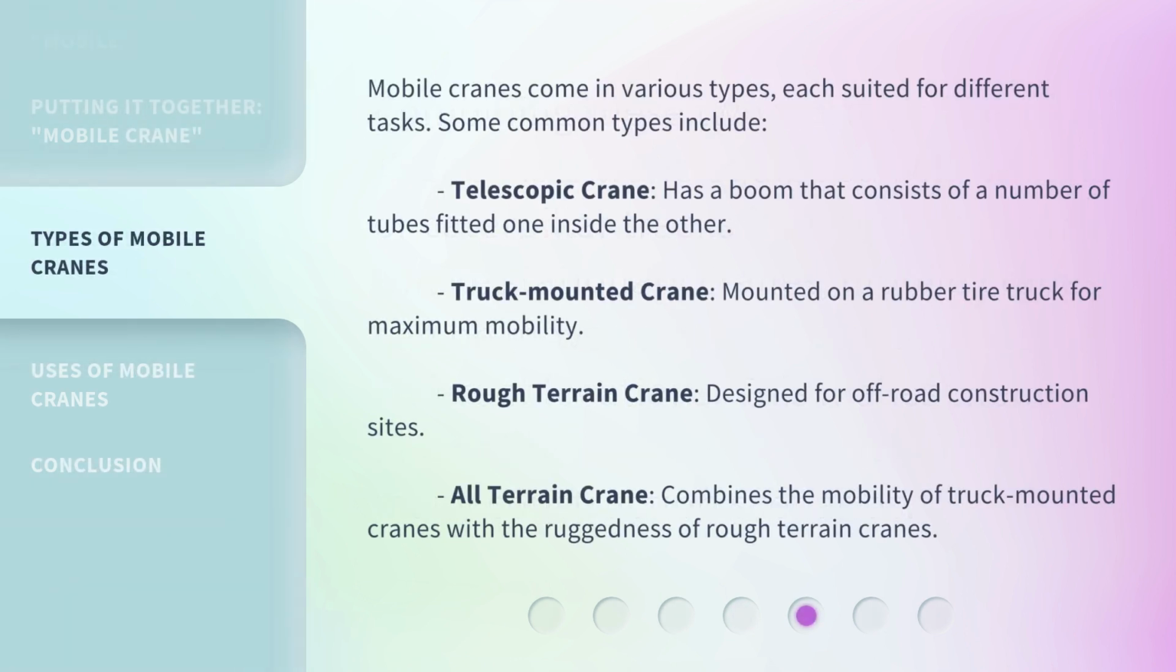Mobile cranes come in various types, each suited for different tasks. Some common types include telescopic crane, which has a boom that consists of a number of tubes fitted one inside the other. Truck-mounted crane, mounted on a rubber tire truck for maximum mobility. Rough terrain crane, designed for off-road construction sites. All-terrain crane, combines the mobility of truck-mounted cranes with the ruggedness of rough terrain cranes.